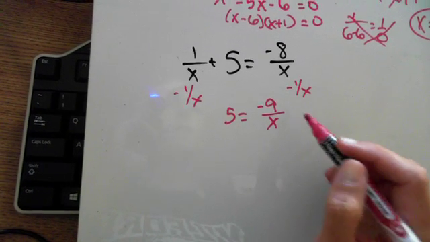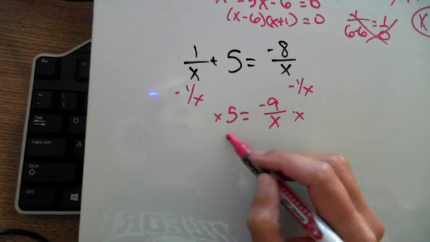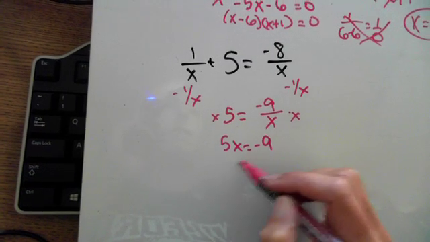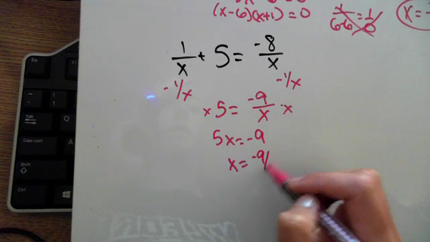Now it's a pretty simple problem. We would multiply by x. It gives me 5x equals negative 9. Divide by 5. So x is negative 9 over 5.